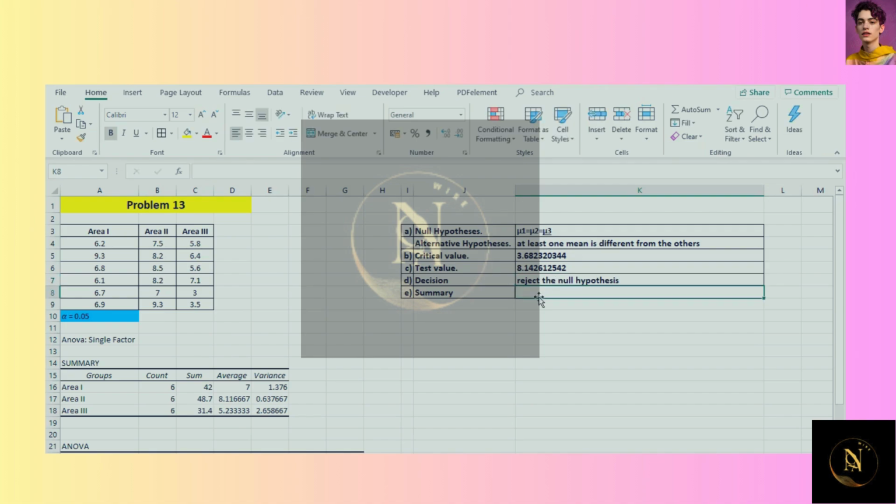Okay, and the conclusion that we make for rejecting the null hypothesis is that there is enough evidence to support the claim that at least one mean is different from the others. So at least one mean is different from the other. These 3 means are significantly different. So there we can conclude there is a significant difference in the means.